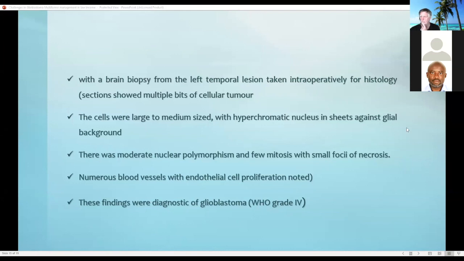Numerous vessels, and this is glioblastoma multiforme, grade 4 of WHO, which is the highly aggressive one with a very bad prognosis. So next slide, Dr. Bennett.